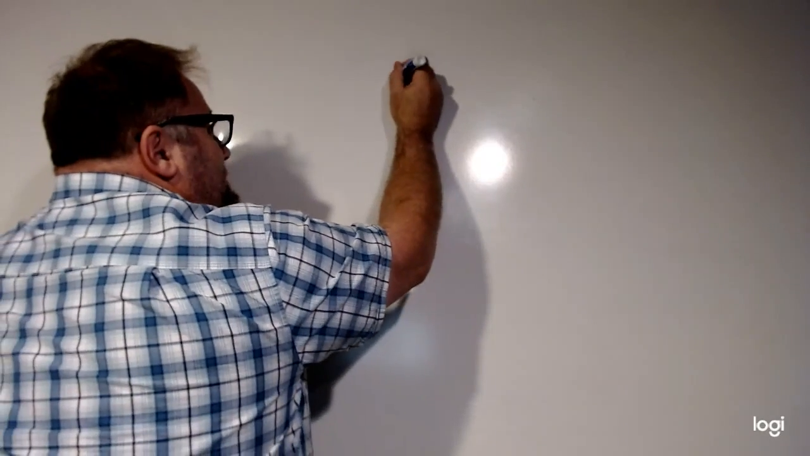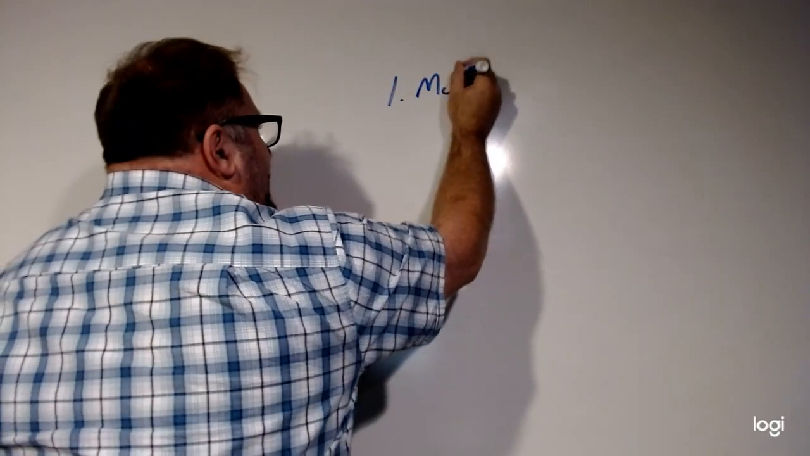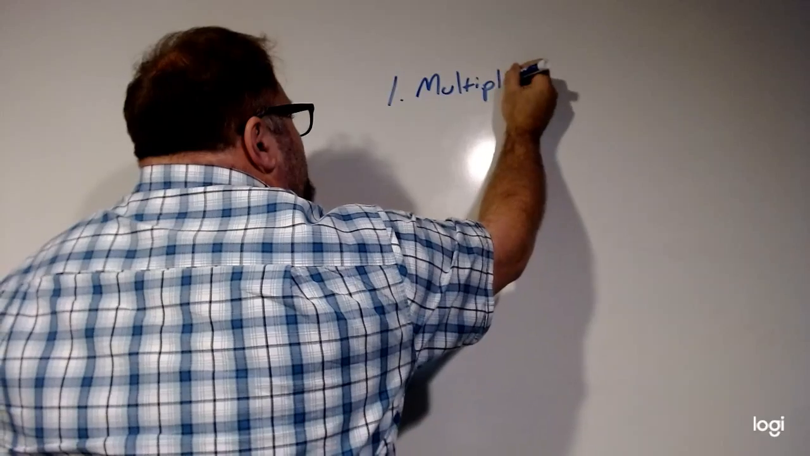Multiply with decimals. Multiplication is pretty easy. We got a ton of practice with it because that's what we've been doing in Reflex. But when we're multiplying with decimals, first thing we're going to do is multiply. Get all your multiplication done.